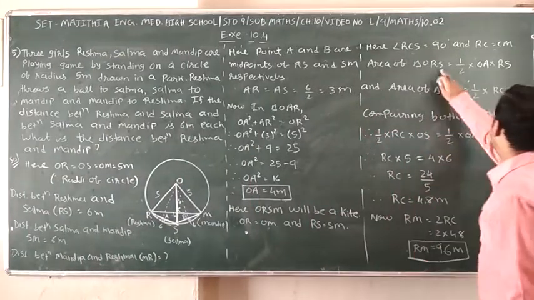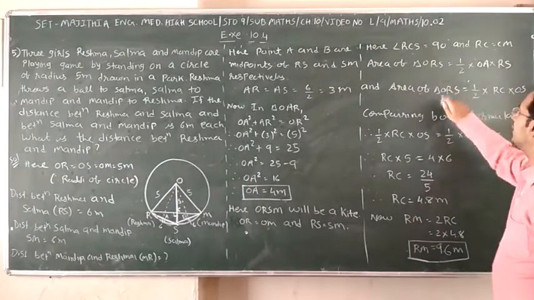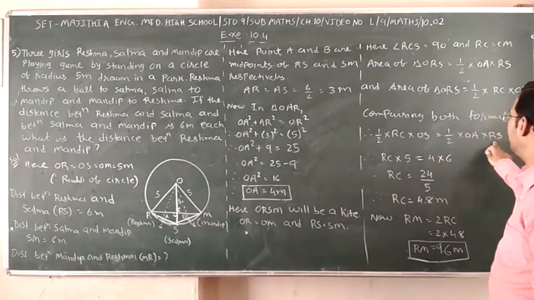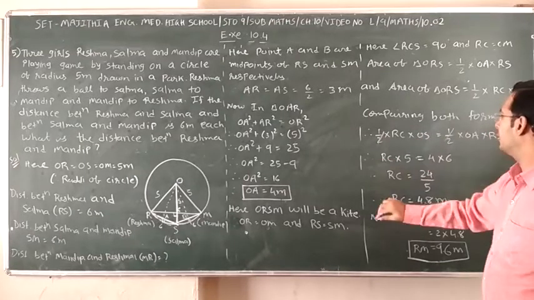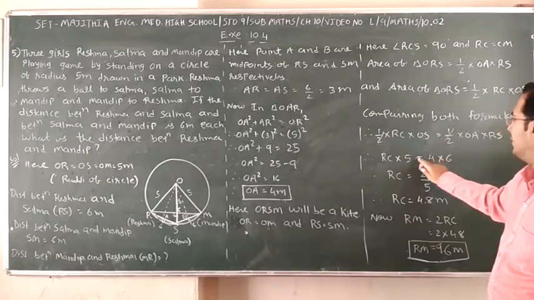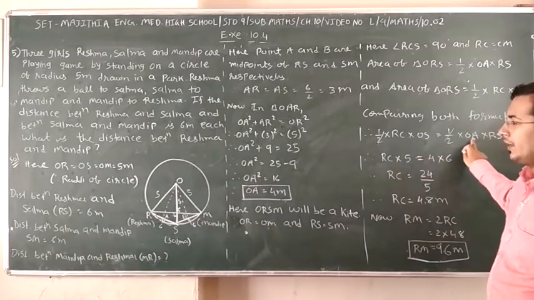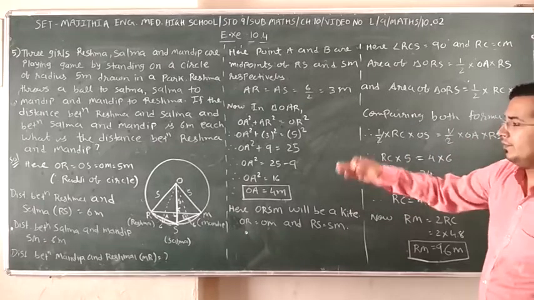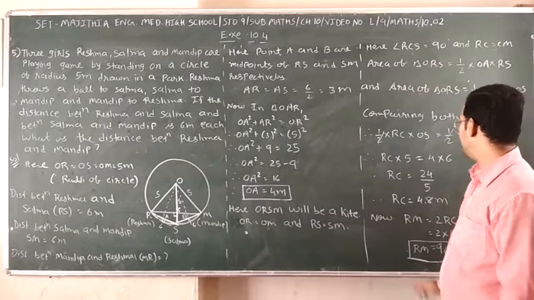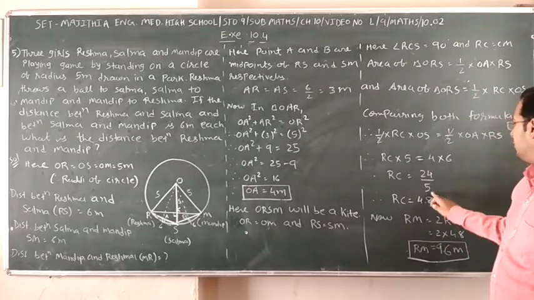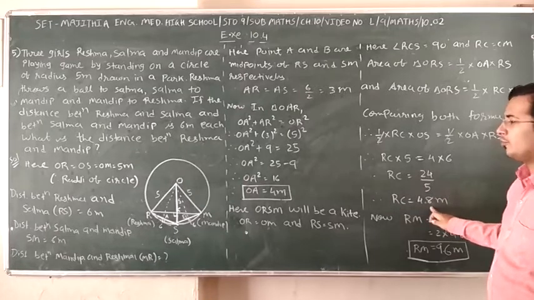So we compare both because it is the same triangle. So 1/2 RC into OS is equal to 1/2 OA into RS. Cut the 1/2. Check it out: OS is equal to 5, OA we found is 4, and RS is the distance between Reshma and Salma, that is 6. 6 fours are 24. 5 goes into 24 as 4.8. RC is equal to 4.8.